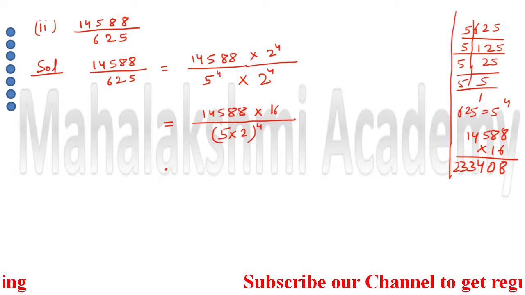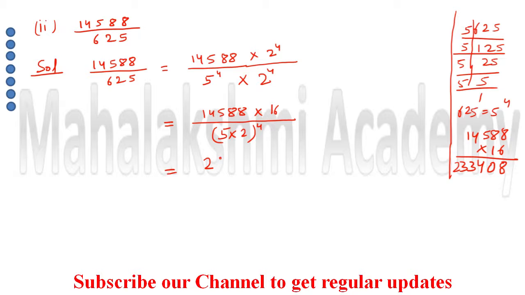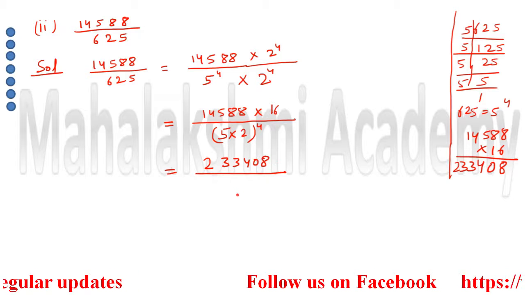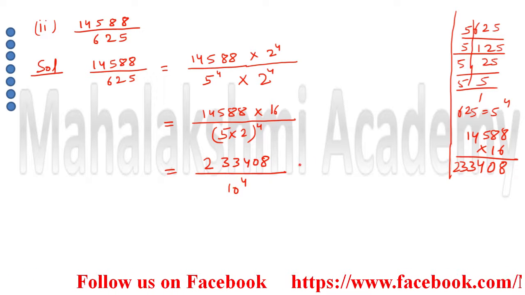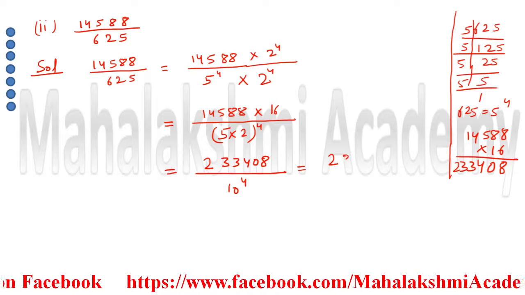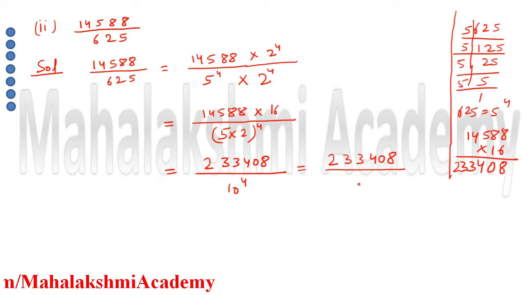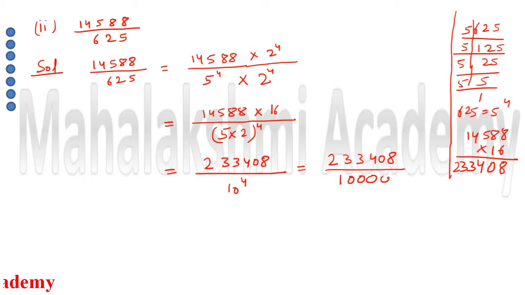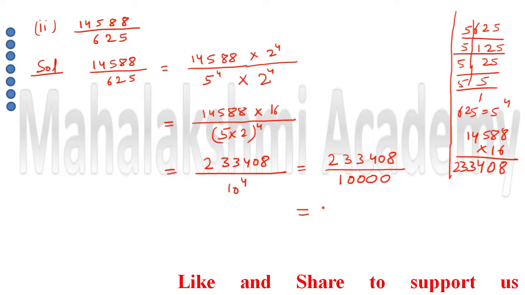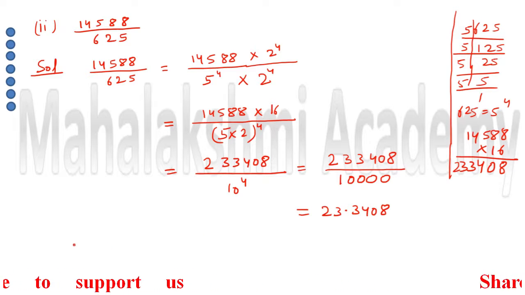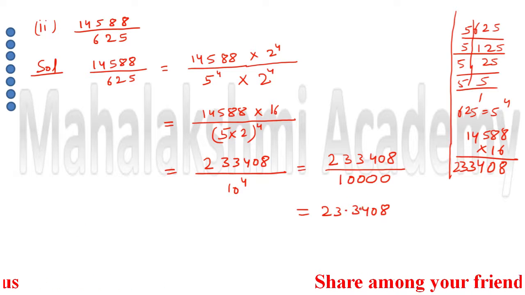When you multiply it, you will obtain 2,33,408. So in the numerator just write down 2,33,408 and in the denominator it's going to be 10 to the power 4. Now this we can write as 2,33,408, and since power 4 is there, 4 zeros will come here. Since we have 4 zeros, from the units place count 4 places and put the decimal. So its decimal expansion is going to be 23.3408. So here also we found that it's terminating.